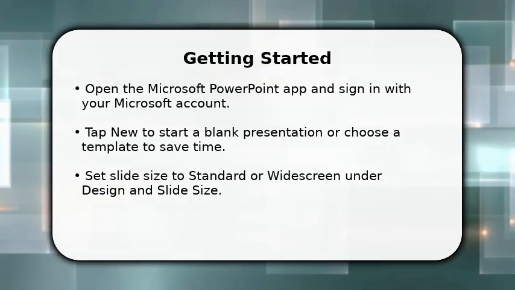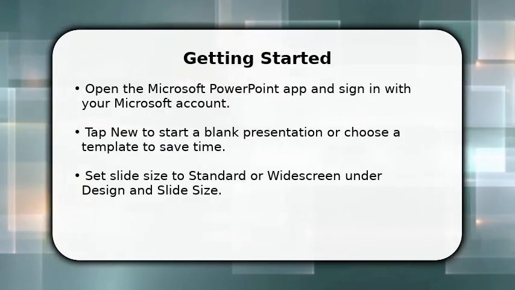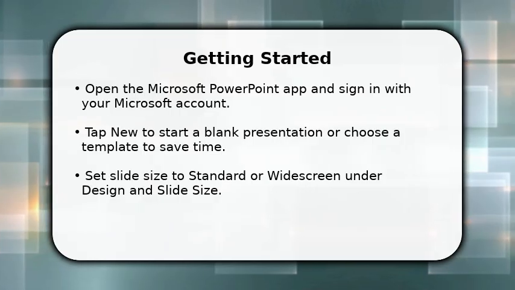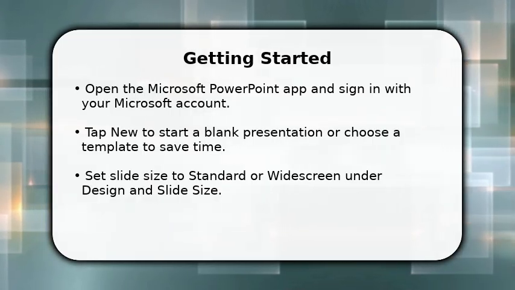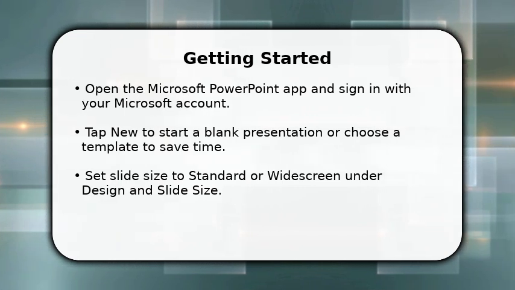Name and save your file to OneDrive or locally for version control. Use keyboard shortcuts like Control-N to create and Control-S to save quickly. Check for updates in the App Store to keep features and templates current.